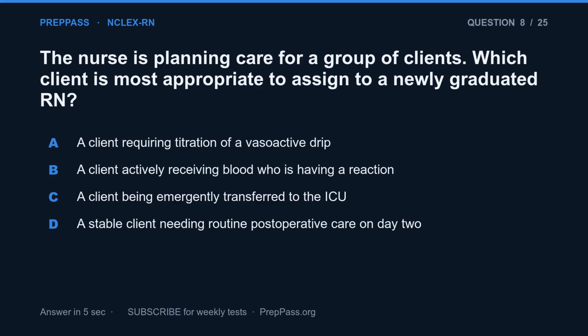Question 8. The nurse is planning care for a group of clients. Which client is most appropriate to assign to a newly graduated RN? A. A client requiring titration of a vasoactive drip. B. A client actively receiving blood who is having a reaction. C. A client being emergently transferred to the ICU. D. A stable client needing routine postoperative care on day 2.